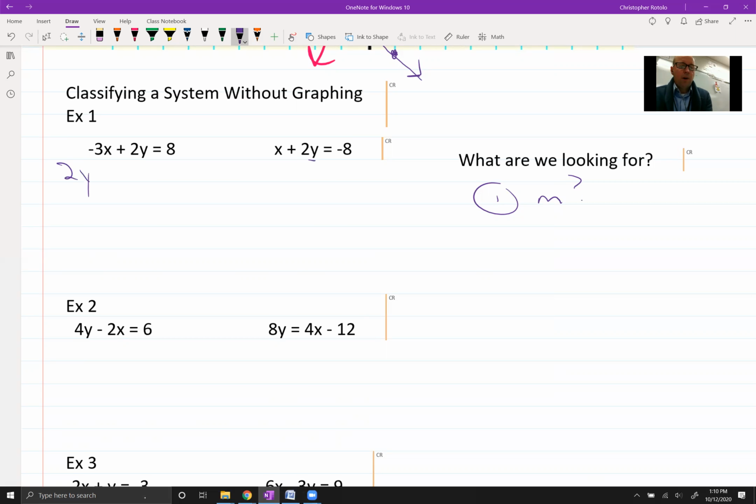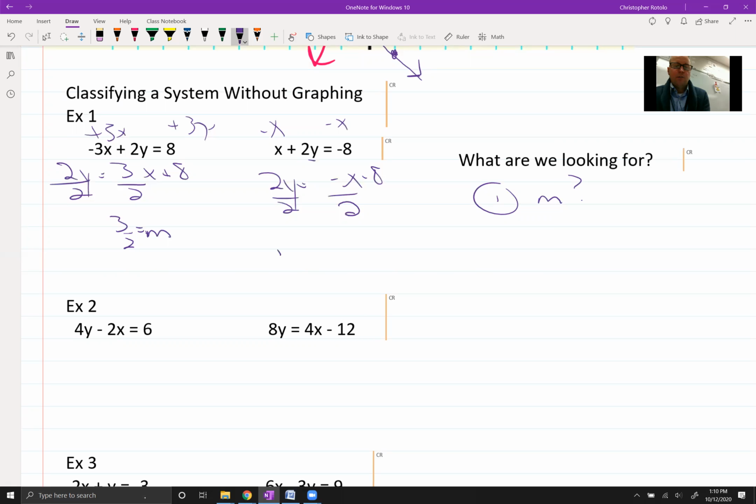So I'm going to make it 2y. I'm going to add 3x to the other side. And then I can divide by 2. All right, so I know that 3/2 is my slope. What about this one? I get 2y. I'm going to subtract the x to the other side. So I get -x minus 8. I'm going to divide by 2. So this time my slope is -1/2 versus positive 3 over 2.